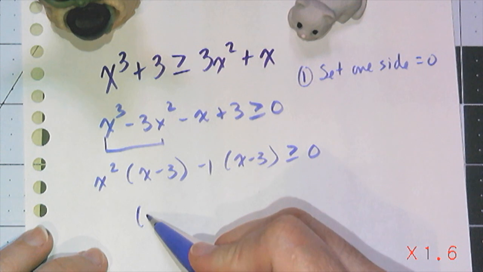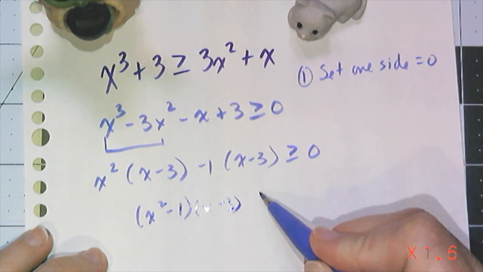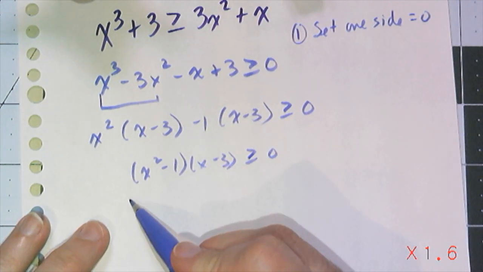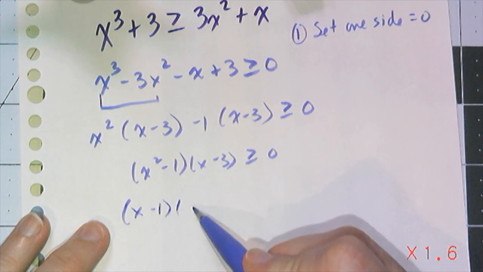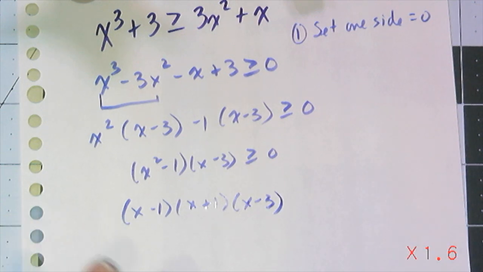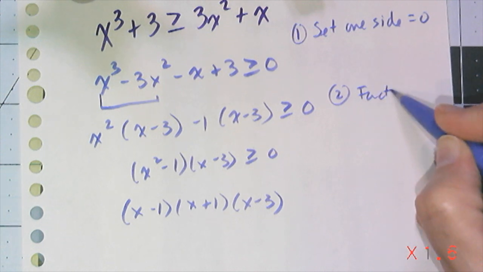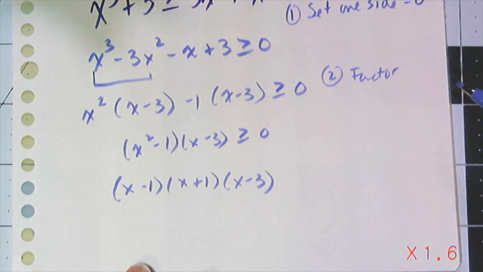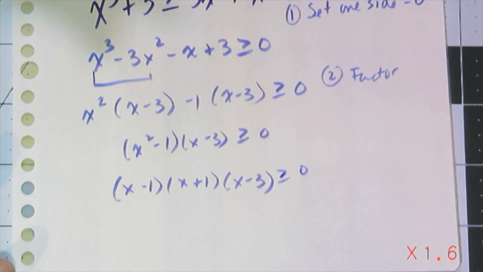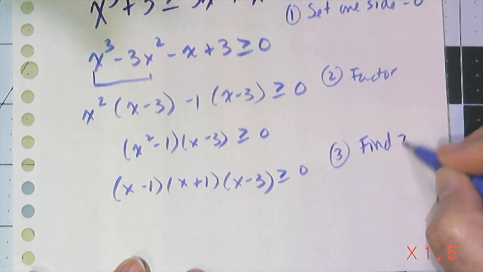And then I can continue my factoring and get x squared minus 1, and then x minus 3 greater than or equal to 0. And then I recognize x squared minus 1 as a difference of squares. Right? So step 2 was this process of factor. And the whole point of factoring, of course, if it were an equation, would be to find the zeros. And I still want to do that. So step 3 is find your zeros.